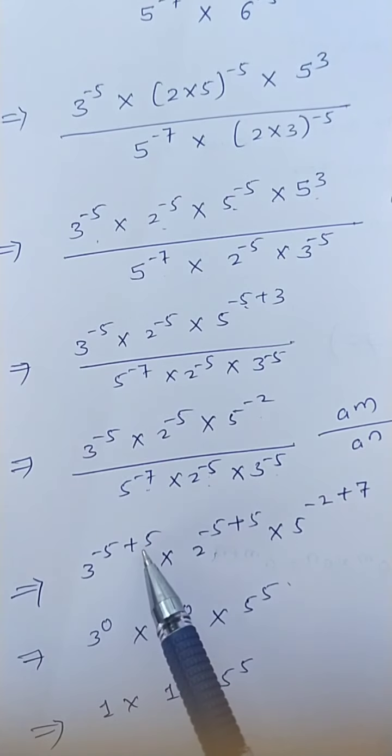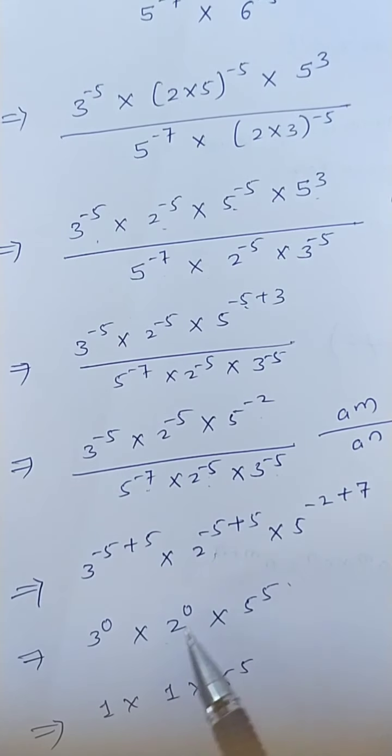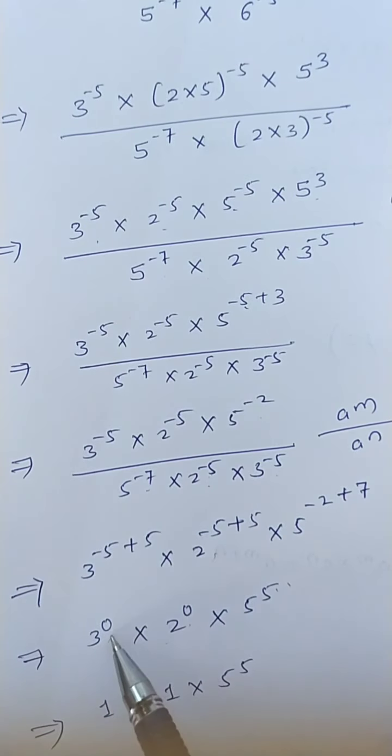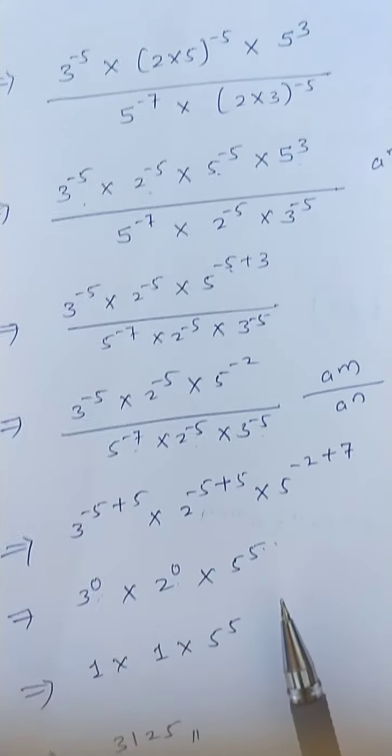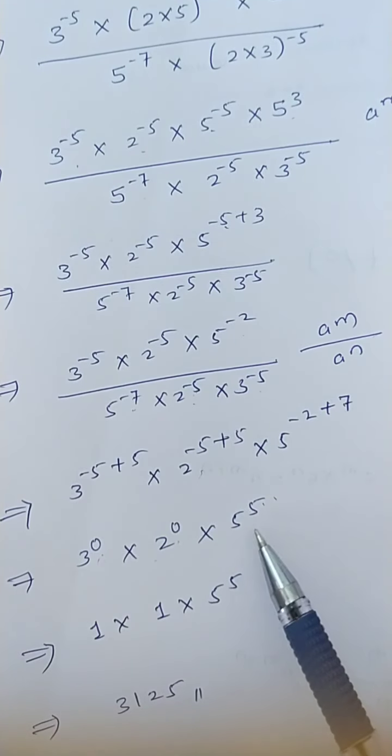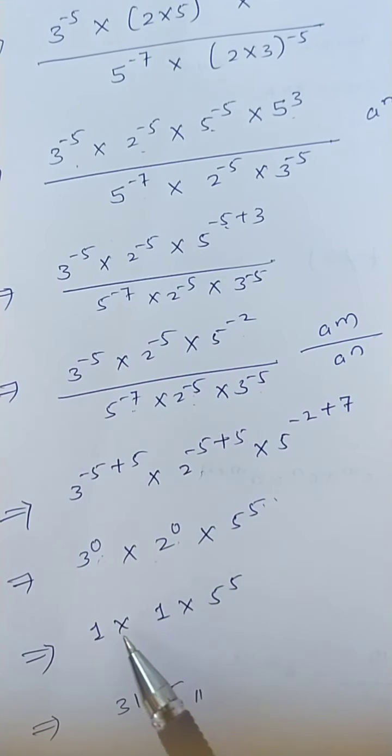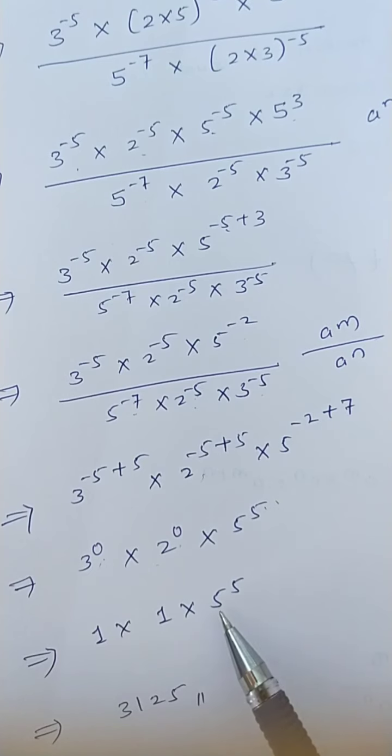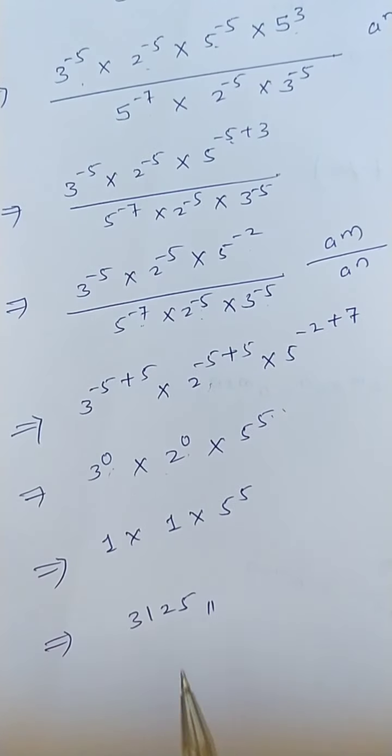So 3 raised to minus 5 plus 5 is 0, 3 raised to 0 into 2 raised to 0 into 5 raised to 7 minus 2, which is 5. So 3 raised to 0 value is 1, 2 raised to 0 value is 1, again 5 raised to 5, 1 into 1 into 5 raised to 5. So 5 raised to 5 you are having the value as 3125. I hope you understood this revision part.